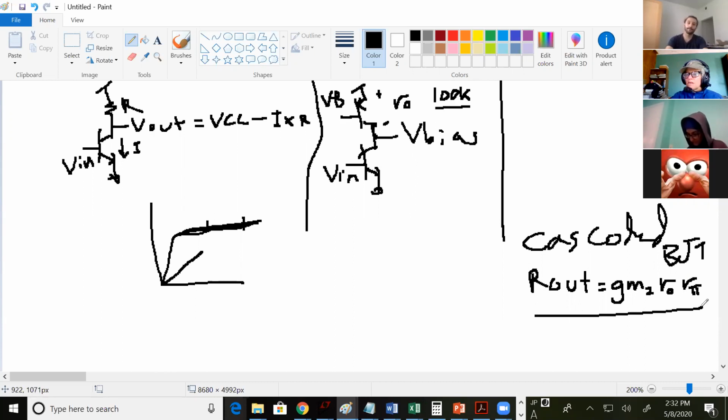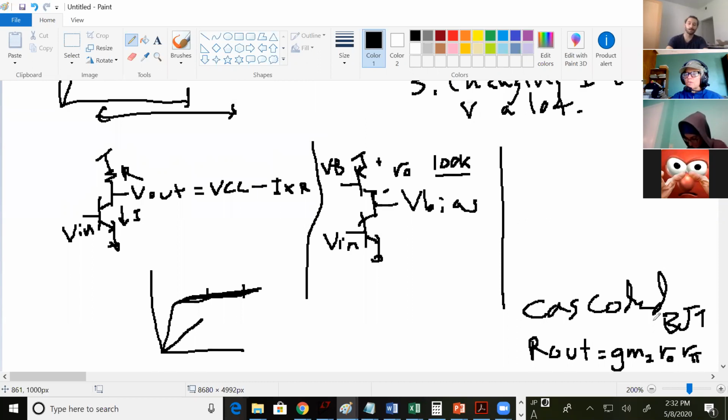Okay, but for a cascoded BJT, you still get a really large resistance. R pi might be 10K, might be 1K. So now you're multiplying 100K times 10K, or 1K. So R out for cascoded BJTs is also gigantic. So how can you use that to get even better gain?